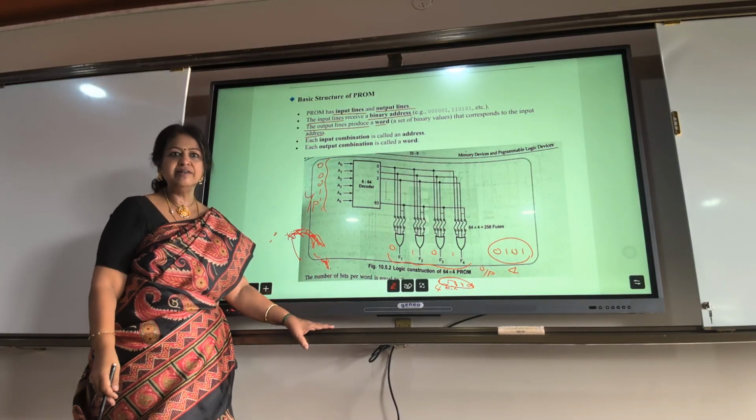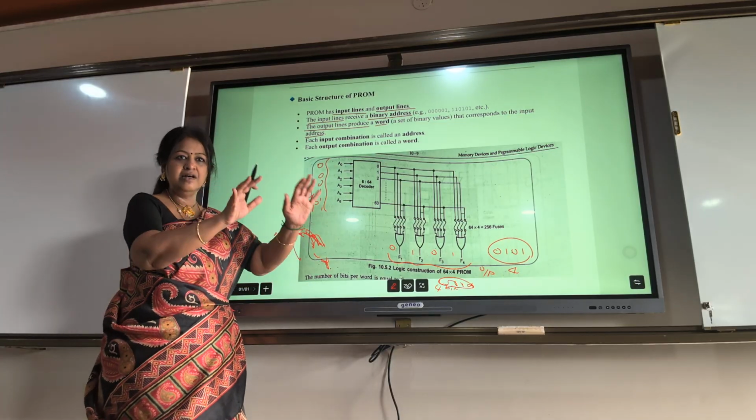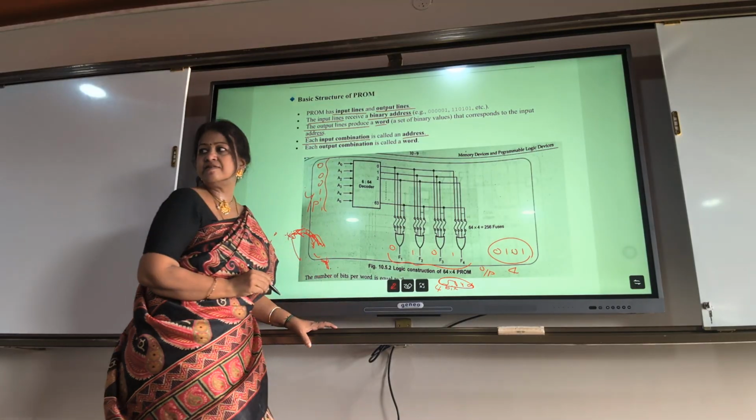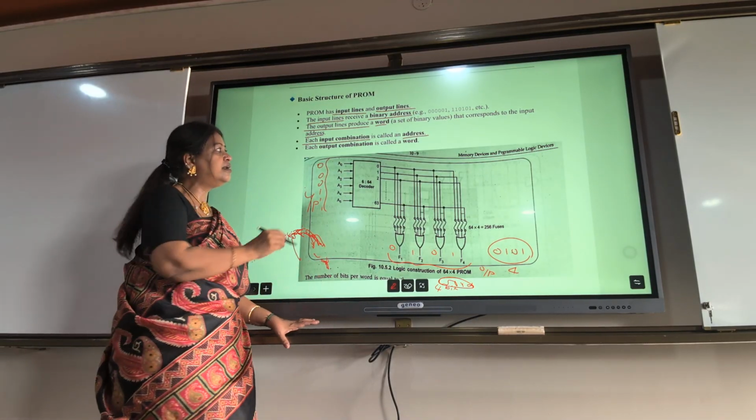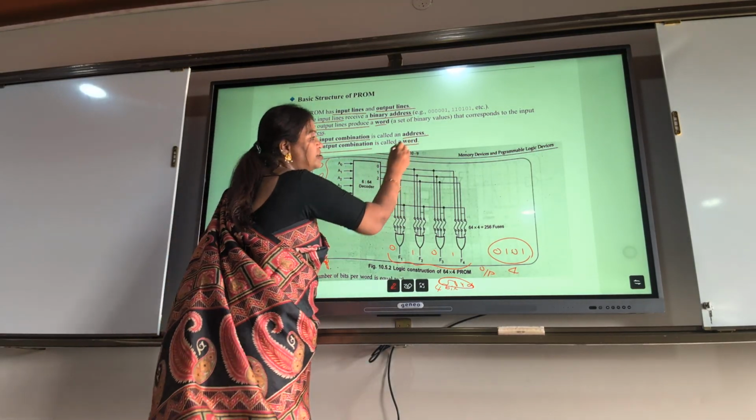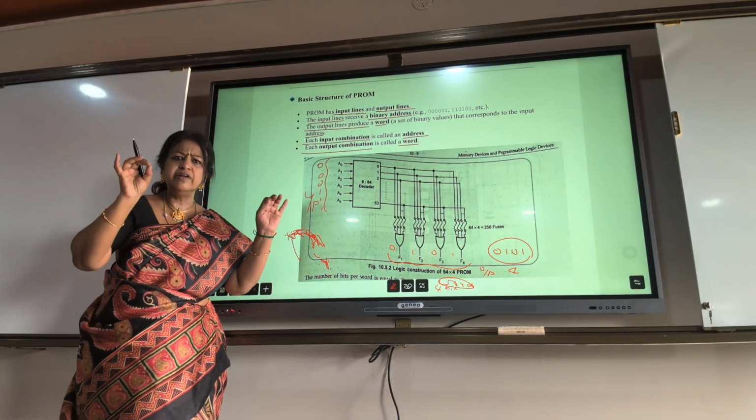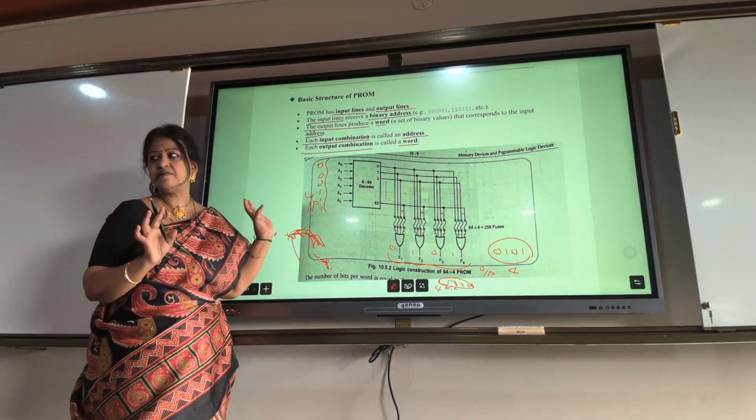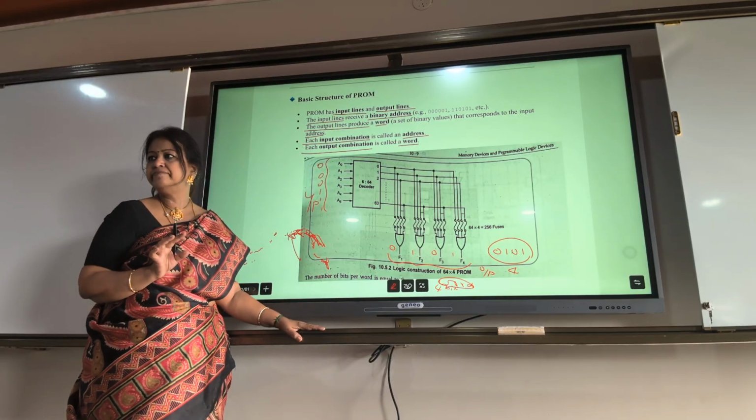So it is a 4-bit word output. The output word length is 4 bits. You get 4 bits of output, a set of binary values that corresponds to the input address. So in this address, that word is stored. Are you able to understand? Each input combination is called an address. Each output combination is called a word. Very, very important. Simple. If they ask you about PROM, write this and show this diagram.